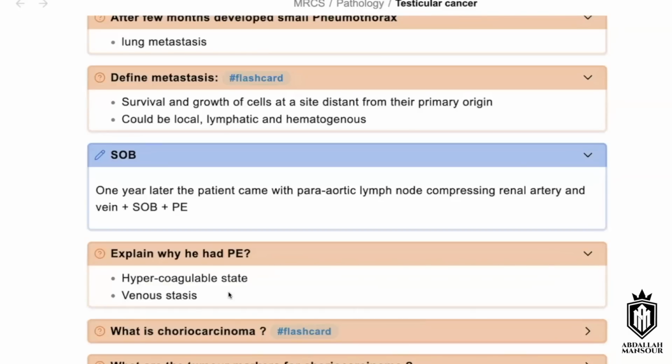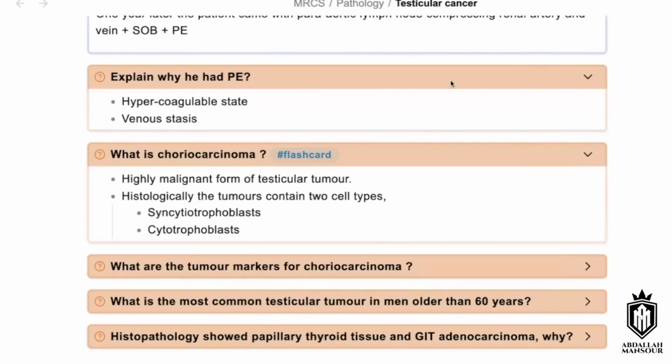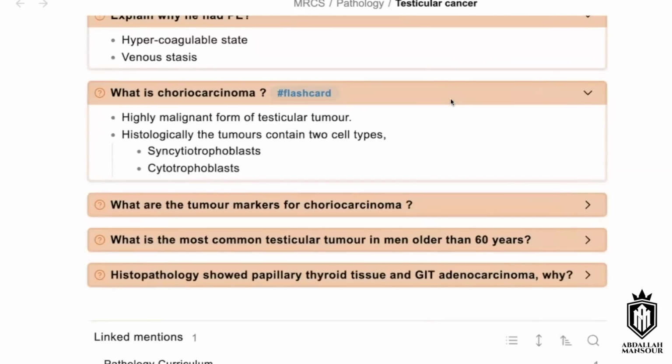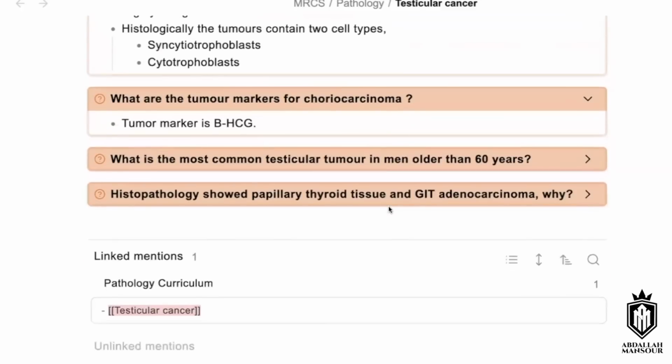What is choriocarcinoma? This is a malignant form of cancer which consists of cell types which are syncytiotrophoblasts and cytotrophoblasts. Yeah, so it's a highly malignant testicular tumor, with cyto and syncytial trophoblasts. Okay, what are the tumor markers of choriocarcinoma? We have beta HCG. Is there anything else or no? This one is the specific one. Very specific, beta HCG, that's right.